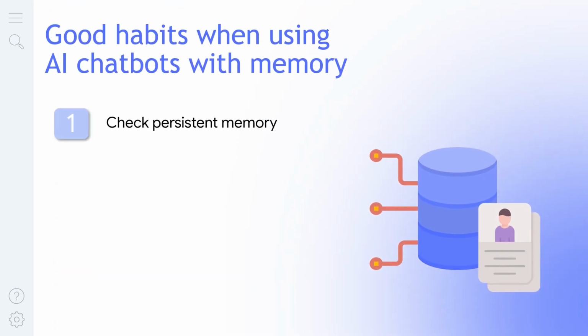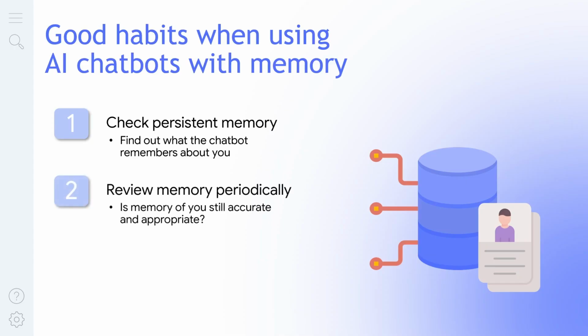Here are some good habits related to using memory in an AI chatbot. First, check if the chatbot you use supports persistent memory. If so, find out what the chatbot remembers about you. Second, periodically review what the chatbot remembers about you. For example, at the start of a new semester or a new project, is the profile that the chatbot has built still accurate and appropriate for your current needs?